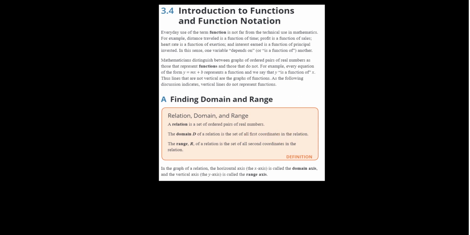If we write this like this, (x, y), right? The first coordinate here is the x's. So the domain are all the x's. And then the range, R, of a relation is a set of all the second coordinates. So it's going to be all the y's. Okay, so let's move with that knowledge, I guess.